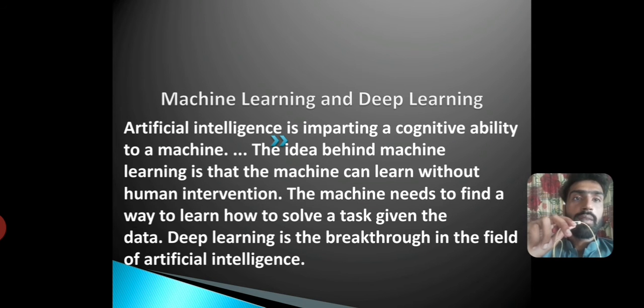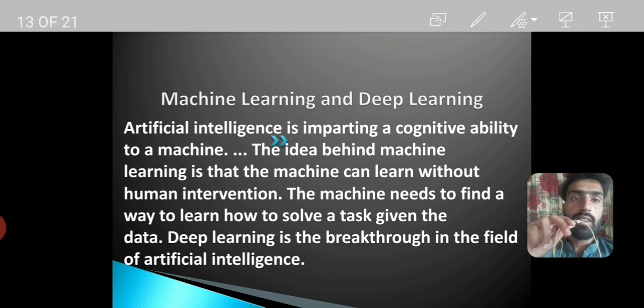Machine learning and deep learning. Artificial intelligence is imparting a cognitive ability to the machine. The idea behind machine learning is that the machine can learn without human intervention. The machine needs to find a way to learn how to solve a task, given the data. Deep learning is a breakthrough in the field of artificial intelligence.